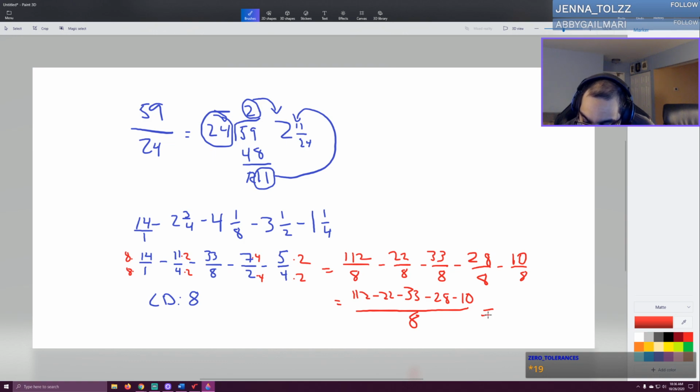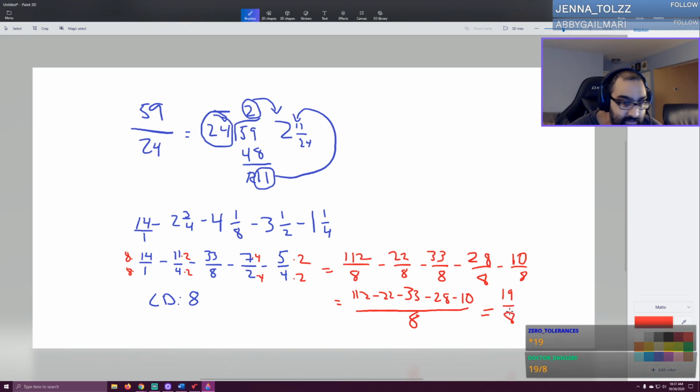Putting that together, we get 19 over 8. That's correct, 19 over 8. And then if we convert that, we're going to get 2 and 3/8, which will be our final answer for this. So 2 and 3/8 is what we're going to be left over with by using our common denominator.